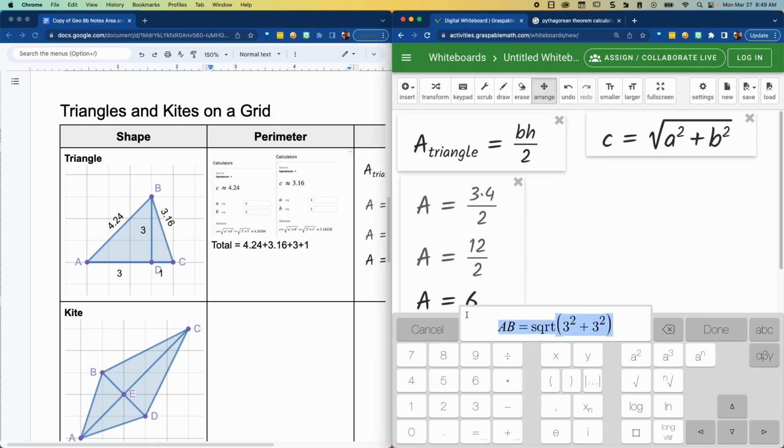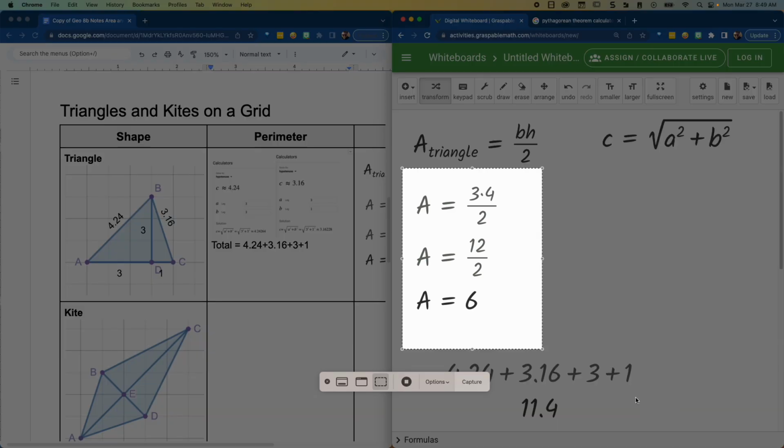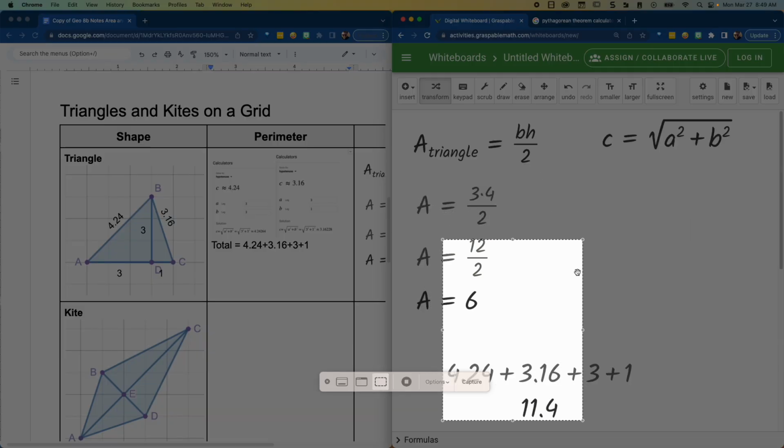And if I really just wanted to put that in here, I'd have 4.24 plus 3.16 plus 3.16 plus 3 plus 1. And then now it's just a bunch of put these pieces together. It's 11.4. There we go.